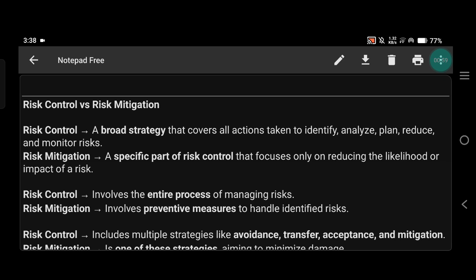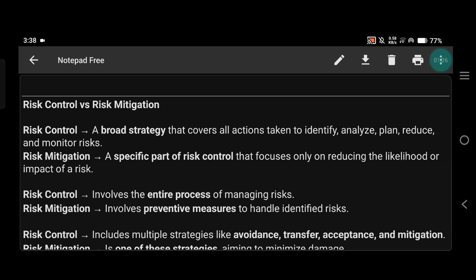Then risk mitigation. Risk mitigation, on the other hand, is a specific part of risk control. It only focuses on reducing the likelihood or impact of a risk. So whenever we take steps to minimize damage from a risk, that is called risk mitigation.